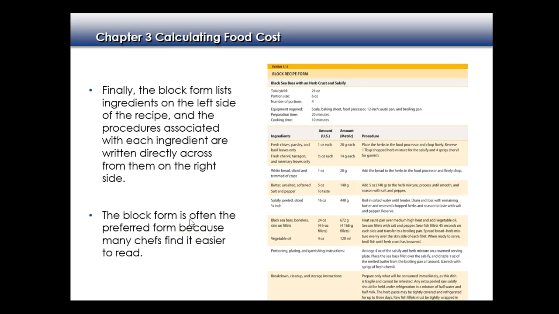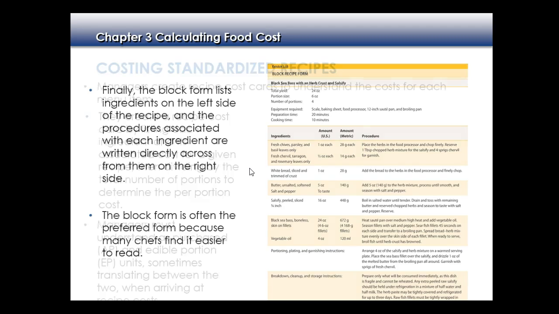Like I said, this is preferred by most chefs because it is the easiest one to read. Depending on the size of your kitchen, I've worked at some real small kitchens where there's not a lot of prep work done. So it might be easier to do all this, get it going, and then you can prep the next item while this first one's cooking or whatever's going on. So between the first two, the standard and the block form, are more of the recipes that you're going to see in a restaurant.